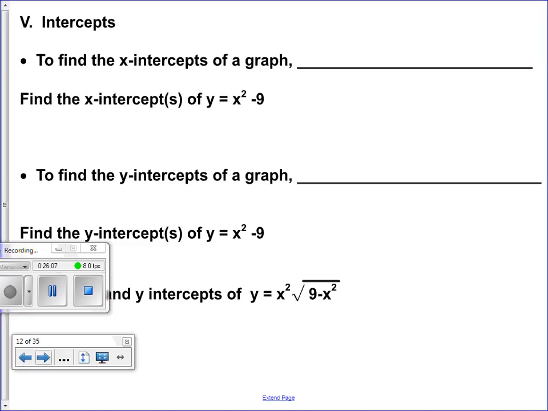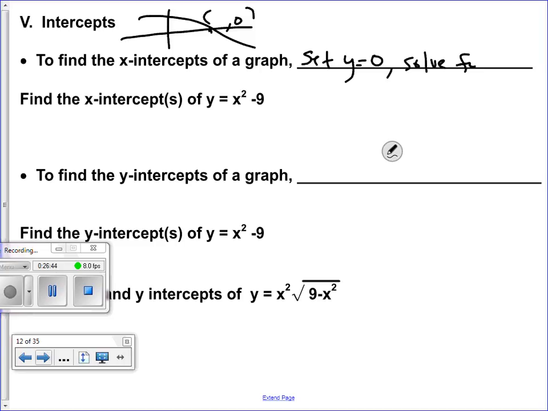Okay. Next little pre-calc topic: intercepts, x and y intercepts. If you want to find the x-intercept of the graph, the point where a graph crosses the x-axis, it could be anywhere. But what's the one thing you know about that point? The y-coordinate has to be 0. So whenever you want to find the x-intercept, what do you do? Set y equal to 0 and solve for x.